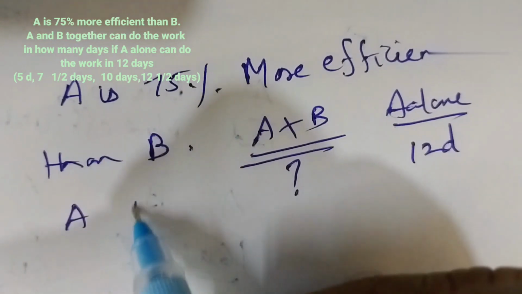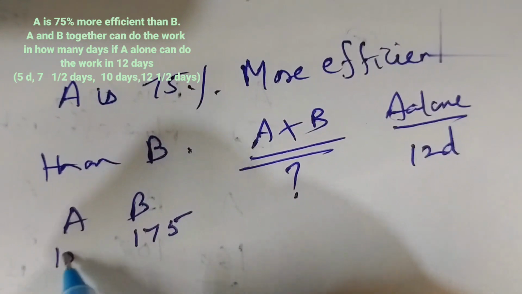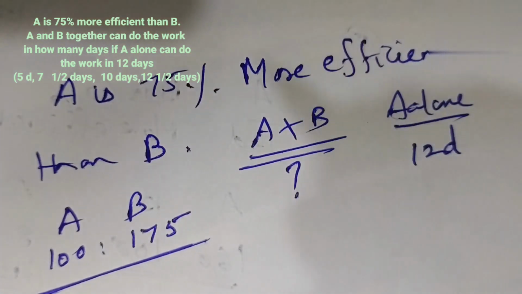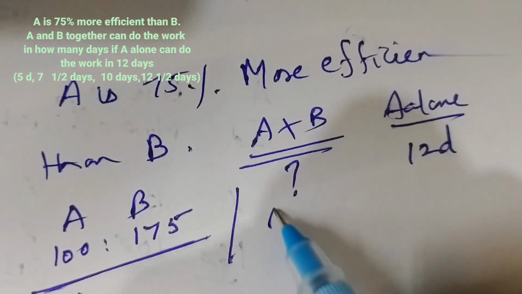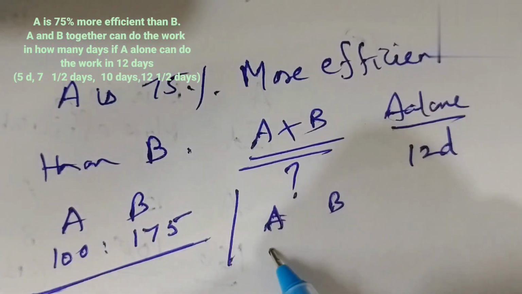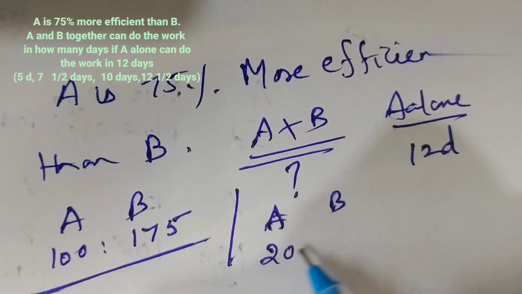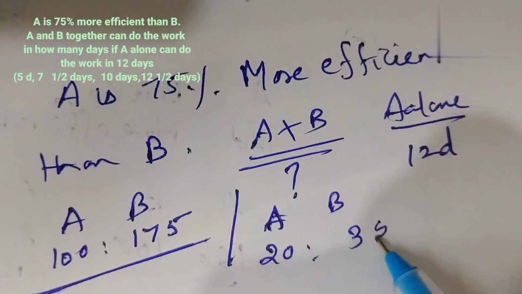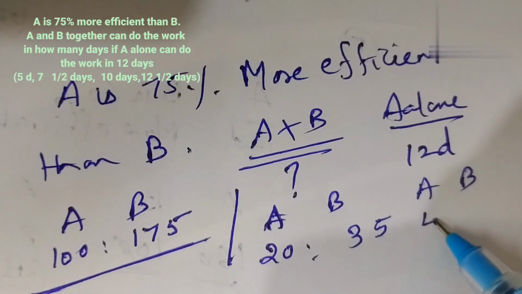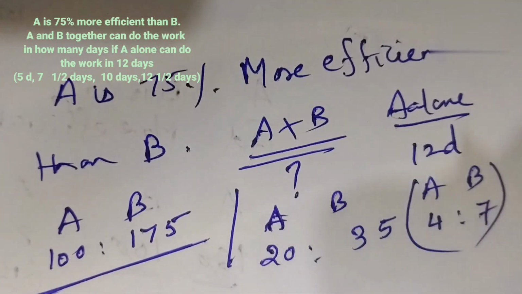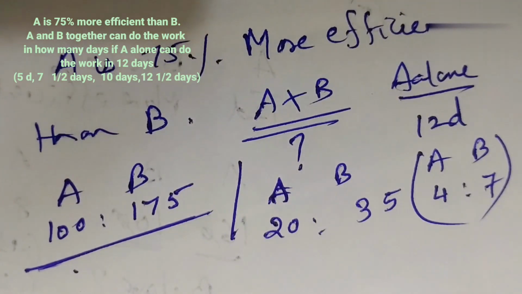So A is 75% more efficient. I'll write 175 to B and 100 to A, because A is 75% more efficient. If you cancel with 25, A is to B separately, how much do we get? 5 4s are 20, 5 7s are 35. So 4 is to 7, I got a ratio. A is 75% more efficient than B, so 100 is to 175.